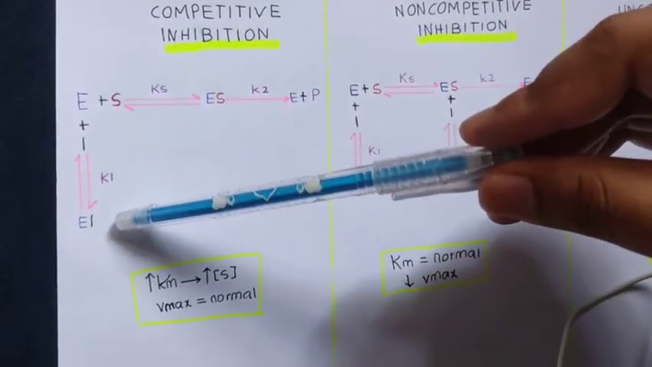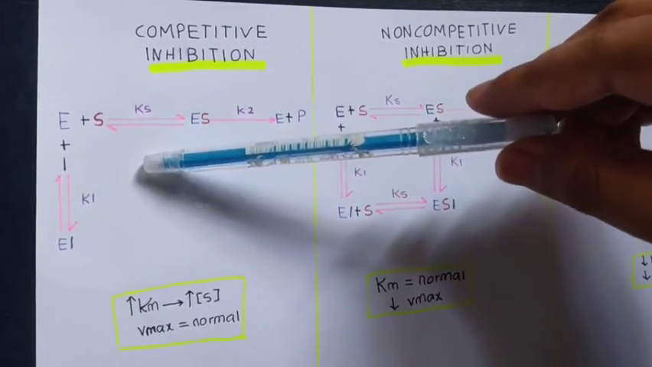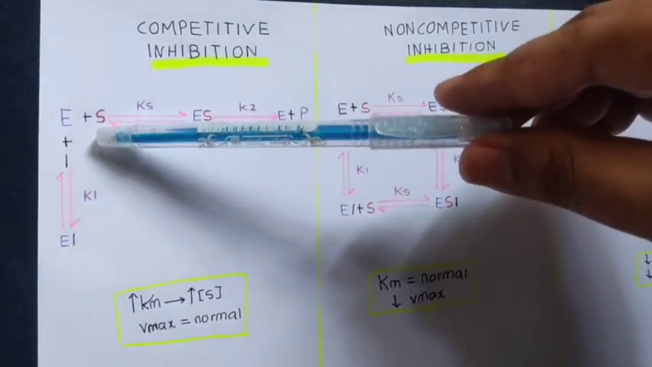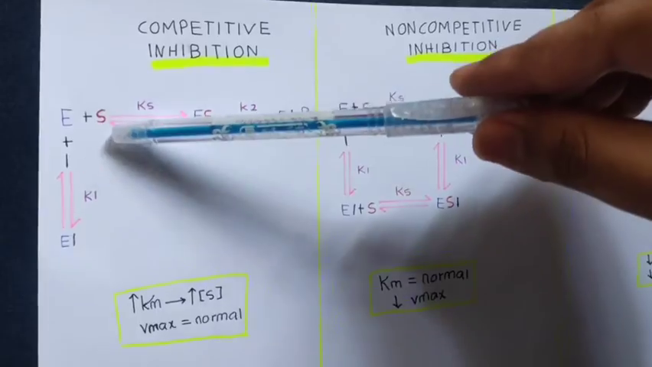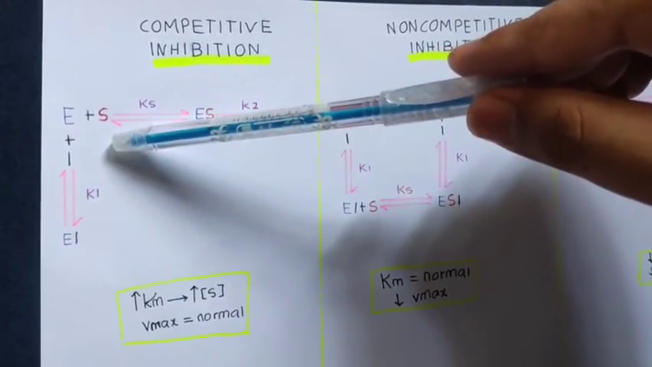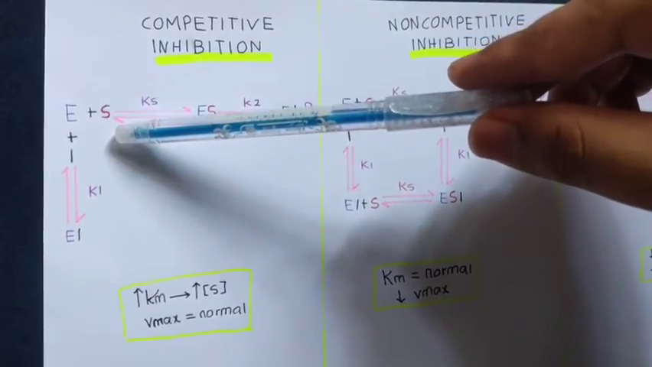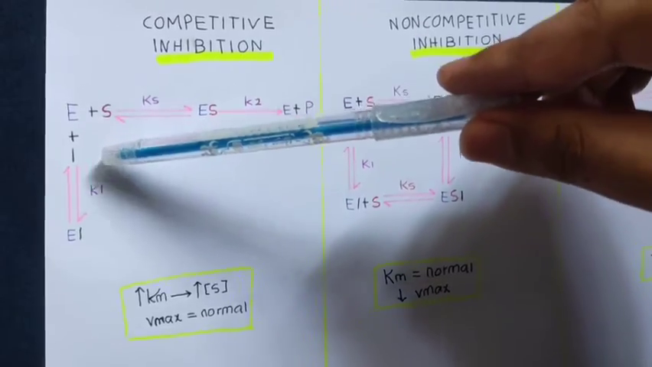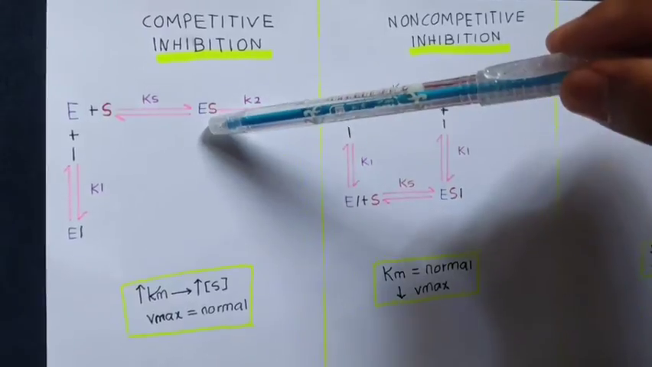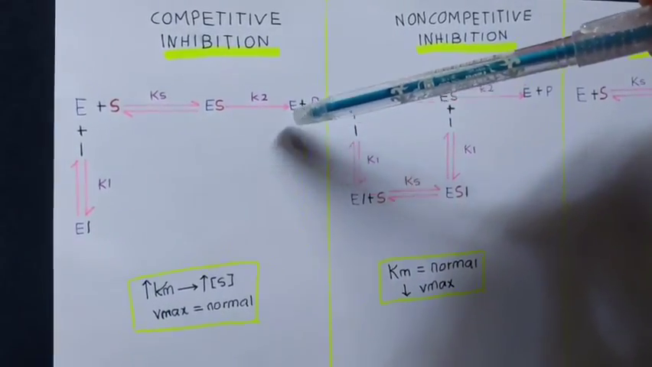when the enzyme binds with the inhibitor, it becomes an enzyme-inhibitor complex. So the only way to make our substrate bind with the enzyme is to increase the substrate concentration. When we increase the substrate concentration, the substrate can compete with the inhibitor and form the enzyme-substrate complex, and dissociate to make enzyme and product.